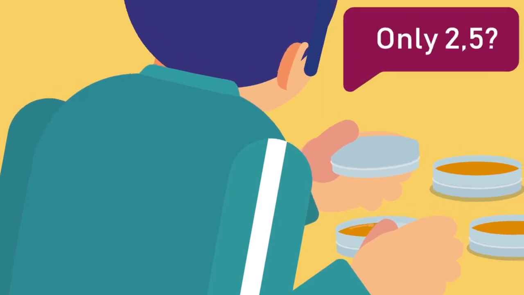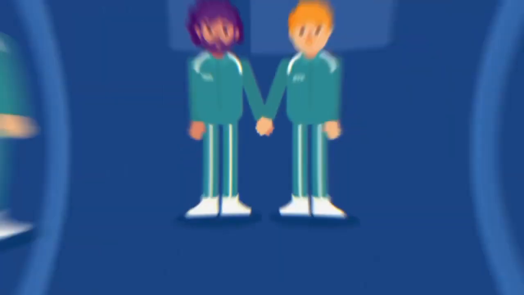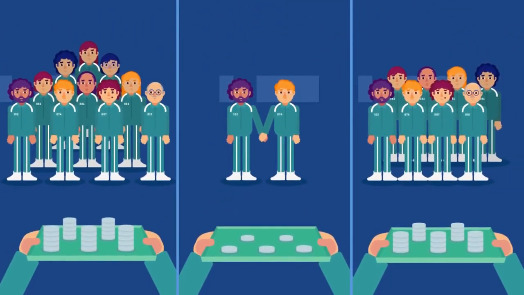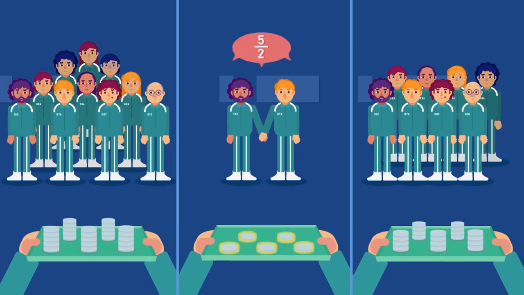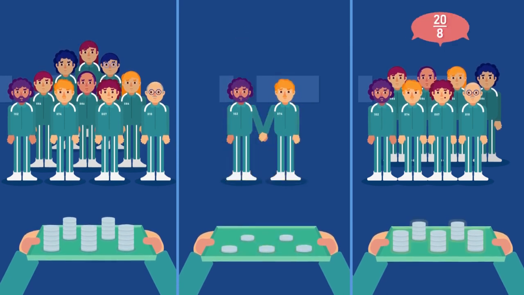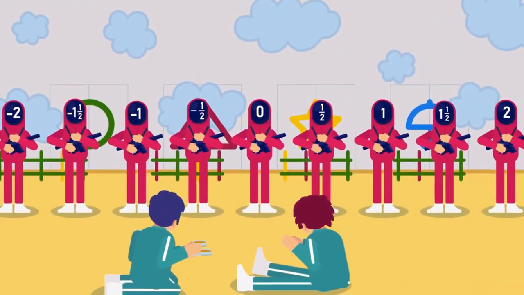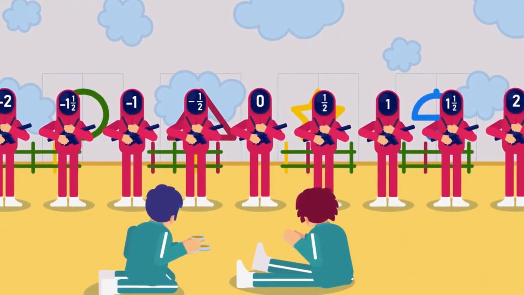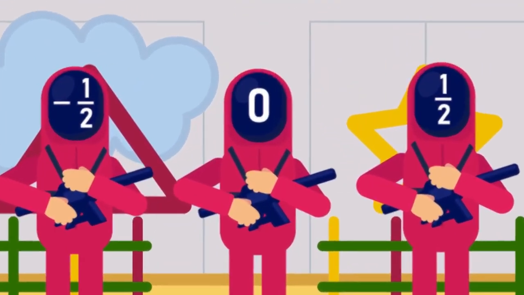Now consider 2.5. Is 2.5 a rational number? Yes, it is, because it can be represented as 25 cookies per 10 people, 5 cookies per 2 people, 20 cookies per 8 people. Therefore, any number that can be represented as a simple fraction is termed as a rational number. Now here is a special case.